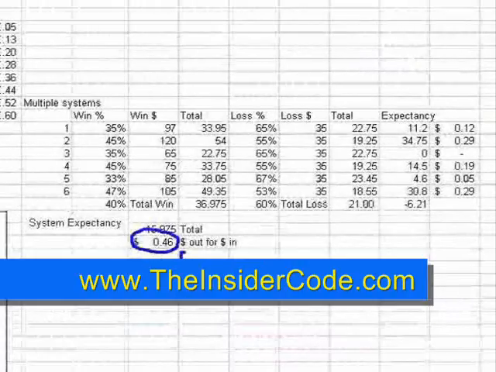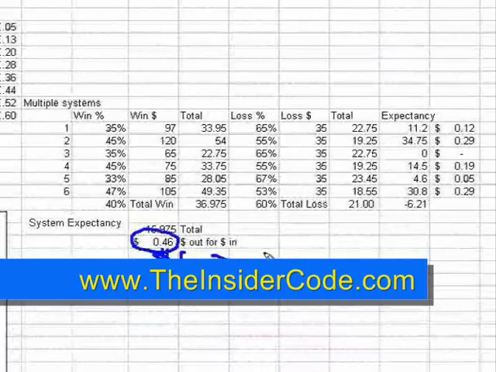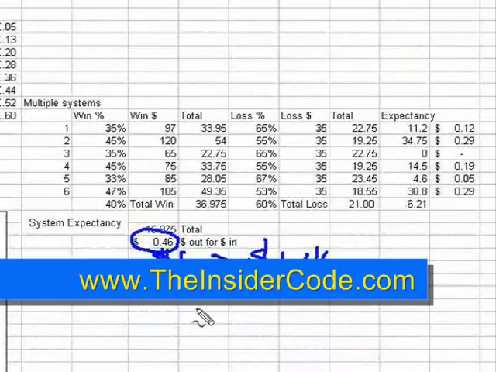money. So for every $1 that you put in to this mix of systems, you'll make $1.46. That's a very good system. In fact, some of the best systems in the world are about $1.50. So the mix of systems is on par with some of the best traders in the world.